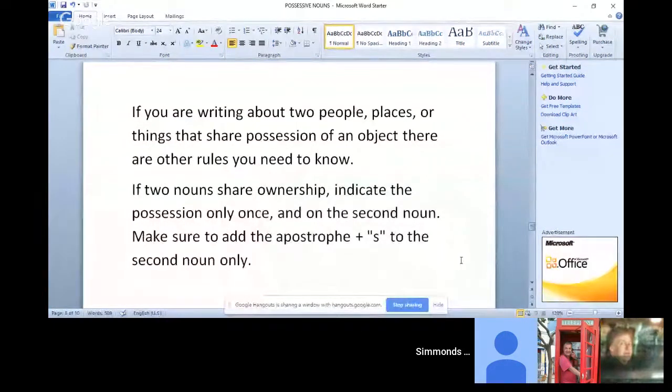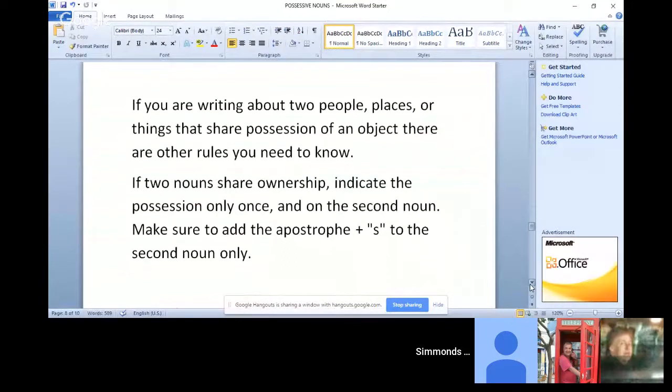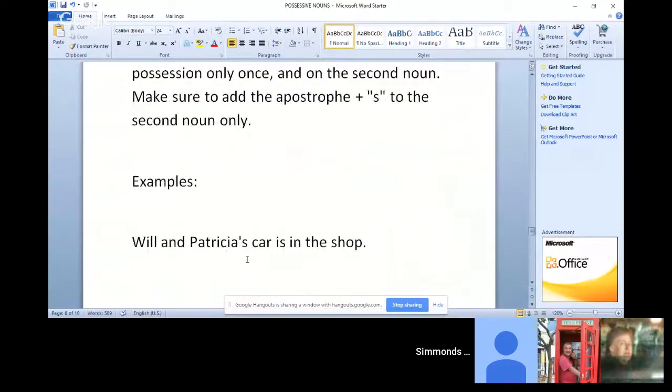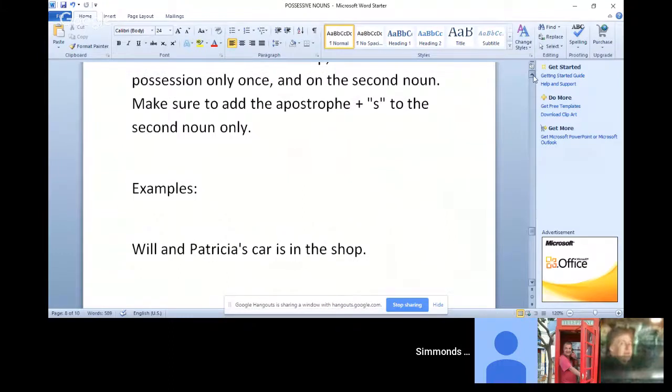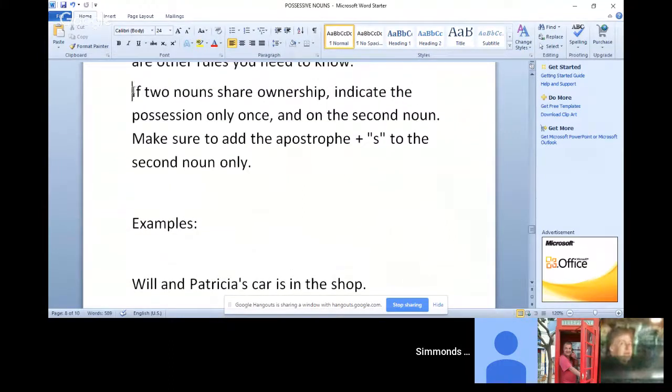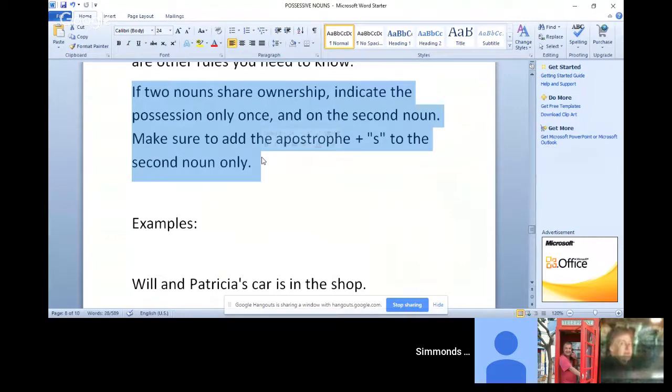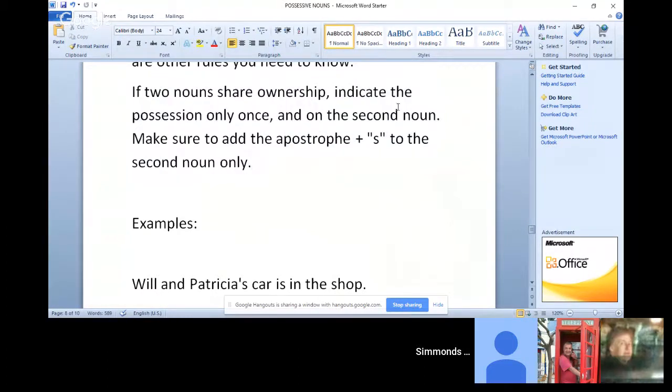All right, so lots of words, lots of information. Let's take a look. For example, Will and Patricia's car is in the shop. What's going on? Who owns the car? I think both of them own the car. Yeah, I agree with you, Ken. Good. Yes, two people own the car. Exactly. So the two nouns share ownership.